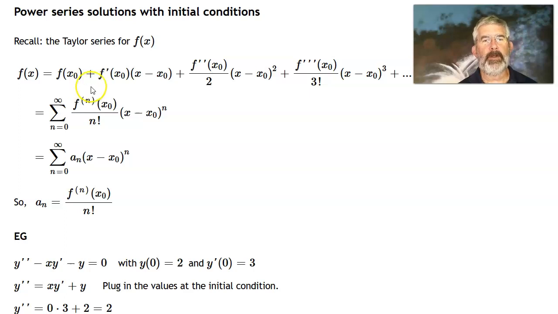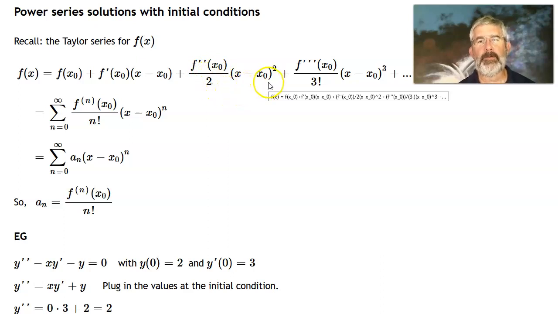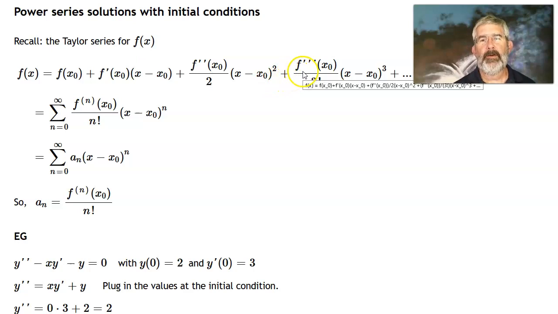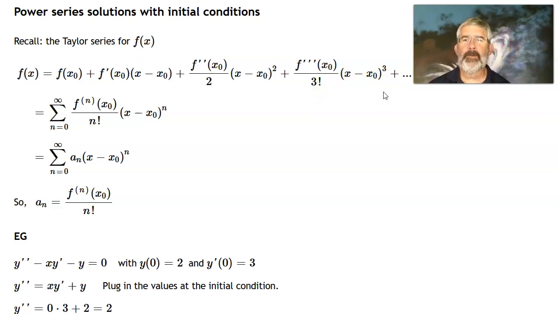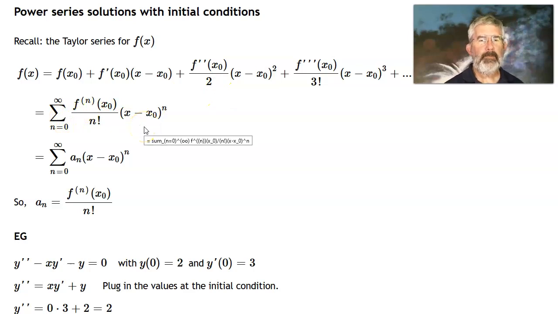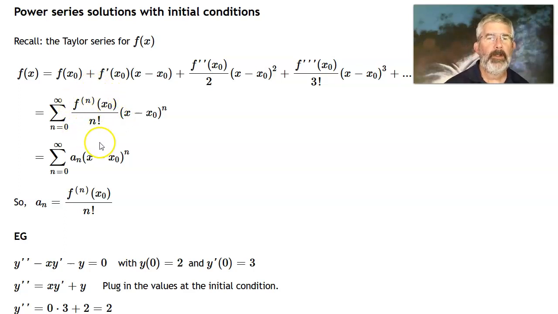So f of x0, f prime of x0 times x minus x0, second derivative at x0 divided by 2 times x minus x0 squared, third derivative divided by 3 factorial times x minus x0 cubed, plus the fourth derivative at x0 divided by 4 factorial times x minus x0 to the fourth, and so on, right? Here it is in summation form. And it is just a power series. It's just that the coefficients are being calculated in a very specific way.